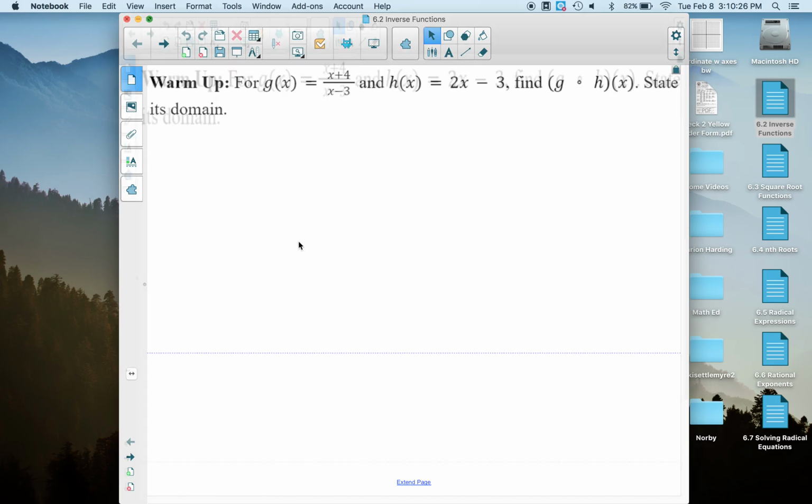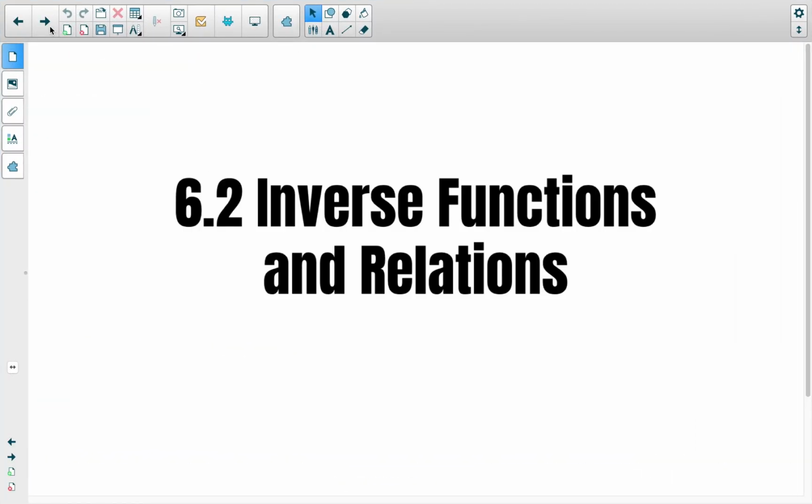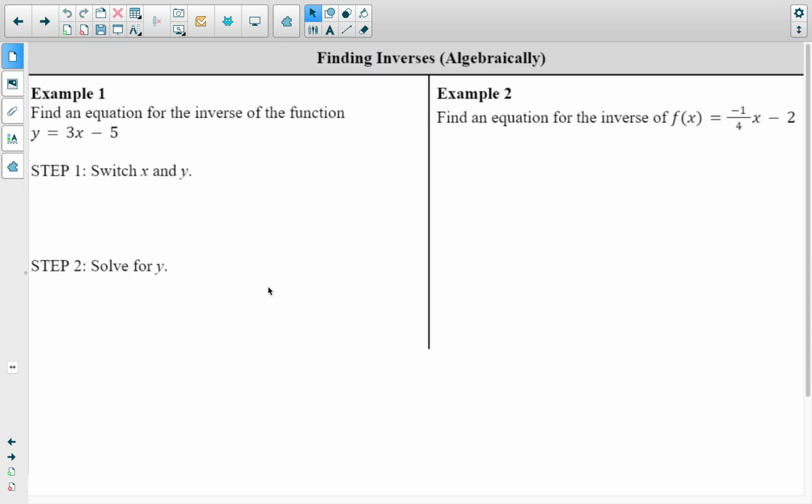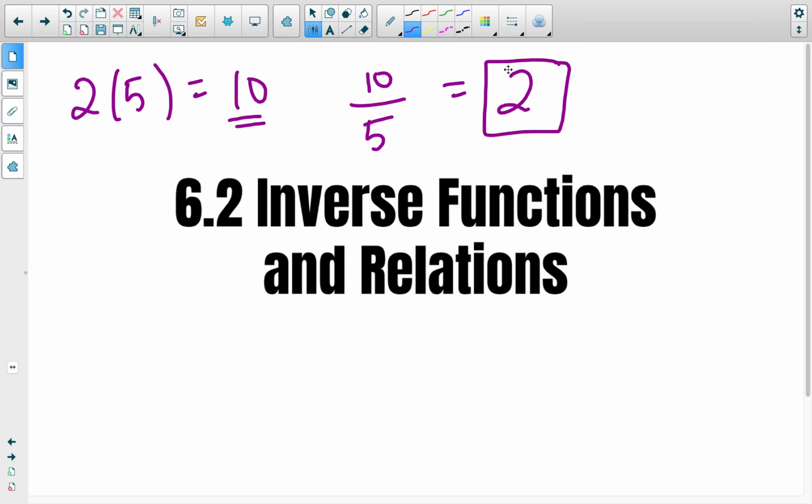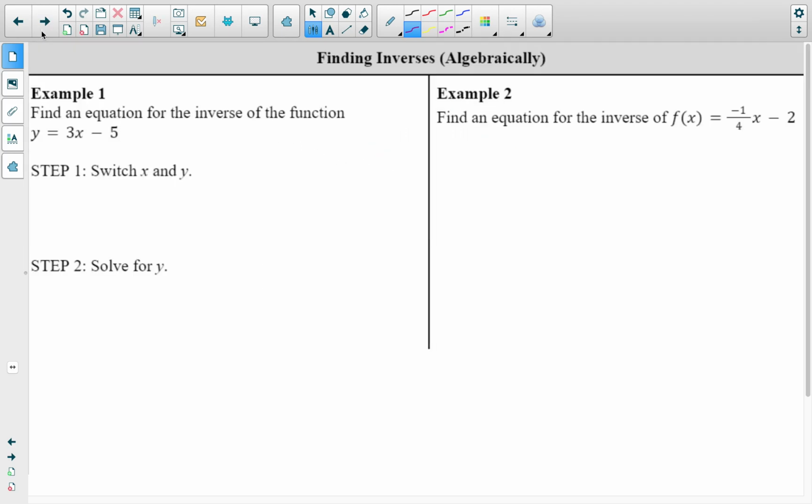All right, this is 6.2, all about inverse functions and relations. Algebraically, this is very straightforward. Think about inverse operations. The inverse of multiplying is dividing. So if I take 2 times 5, I get 10. I could also take that answer and divide it by 5, and I would get back to the original 2. This idea of inverse functions works like that.